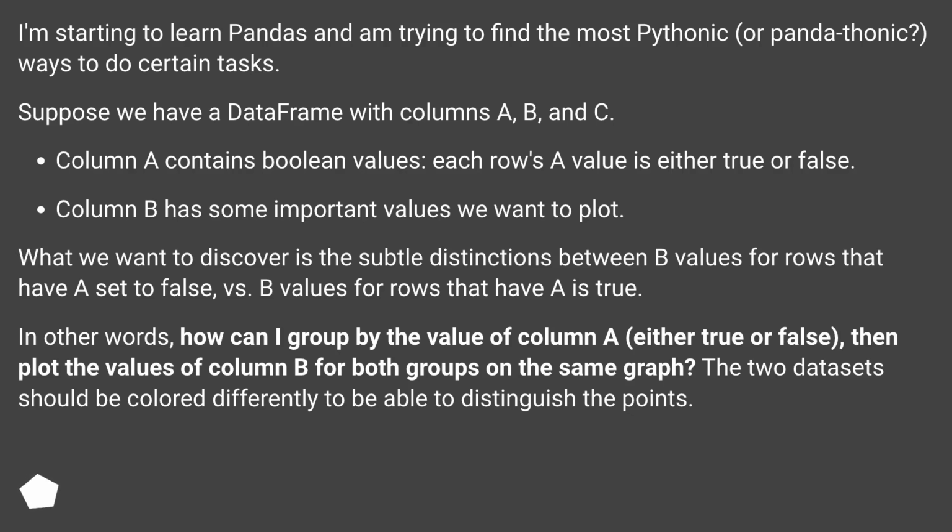What we want to discover is the subtle distinctions between B values for rows that have A set to false, versus B values for rows that have A as true. In other words, how can I group by the value of column A, either true or false, then plot the values of column B for both groups on the same graph? The two datasets should be colored differently to be able to distinguish the points.